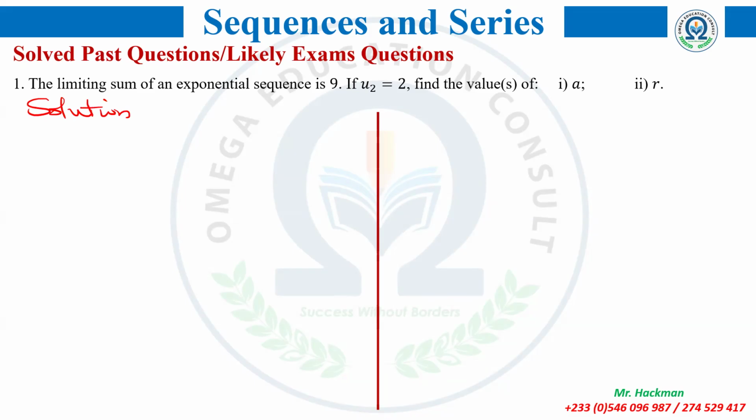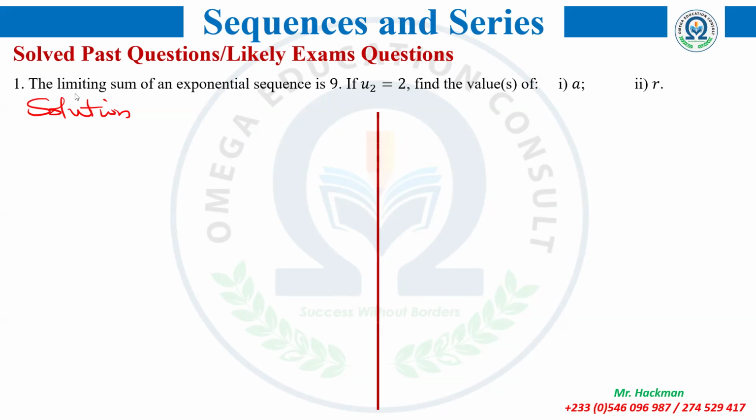Remember I said as you read the question, underline the salient parts. Reading the question: the limiting sum of an exponential sequence is 9. If u sub 2 is equal to 2, find the values of a and r. You know a is the first term, and r is the common ratio, and u sub 2 is the second term. However, we are dealing with an exponential sequence.